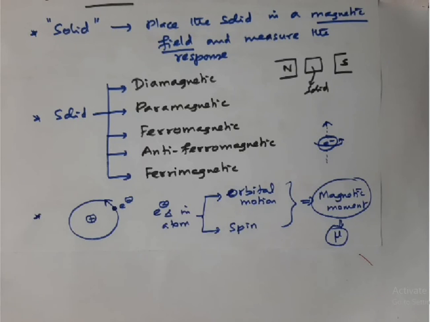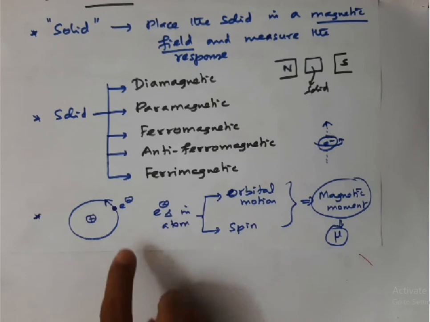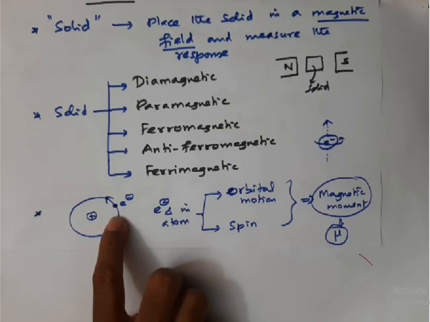Students, observe this carefully. Why does a material interact with an external magnetic field? Because the material itself has some magnetic field. Every material has some magnetic field. How does the magnetic field arise in a material? It is because of the electrons.